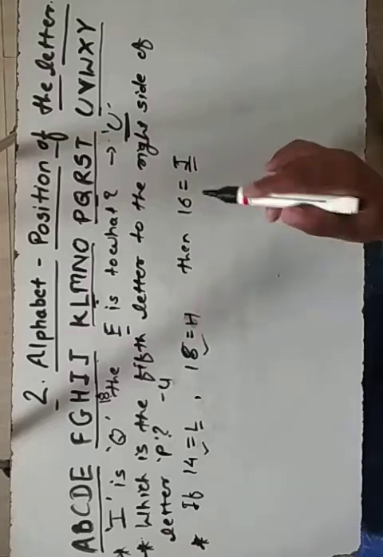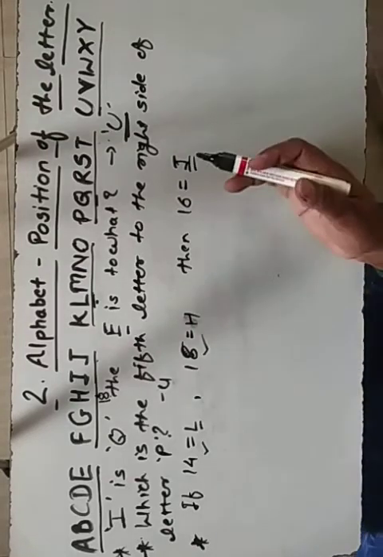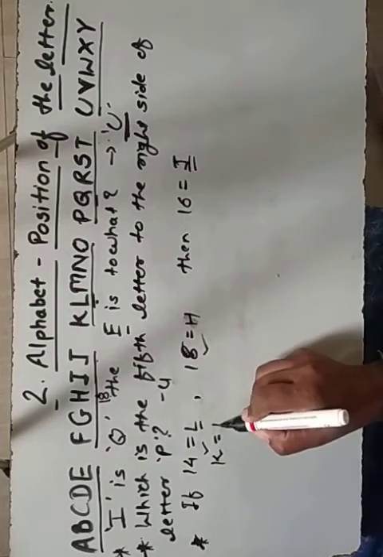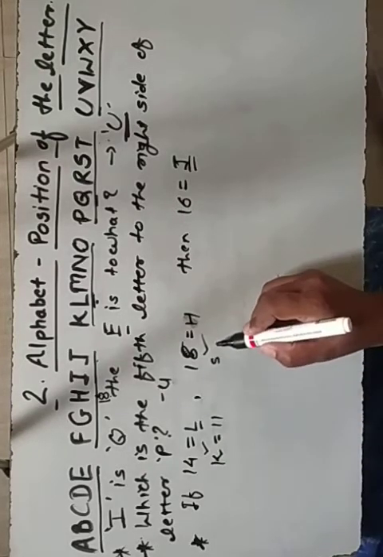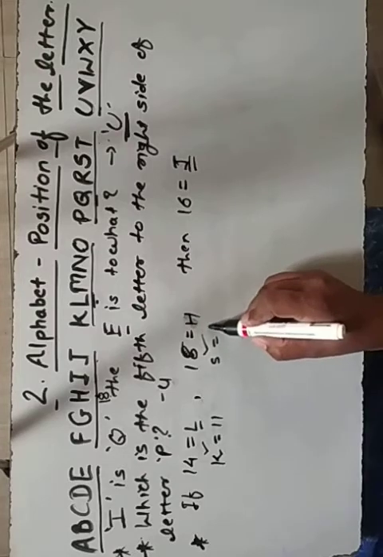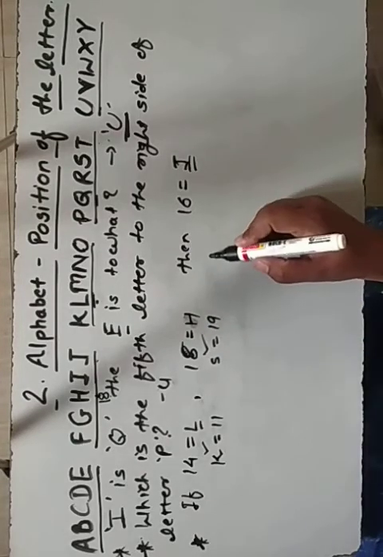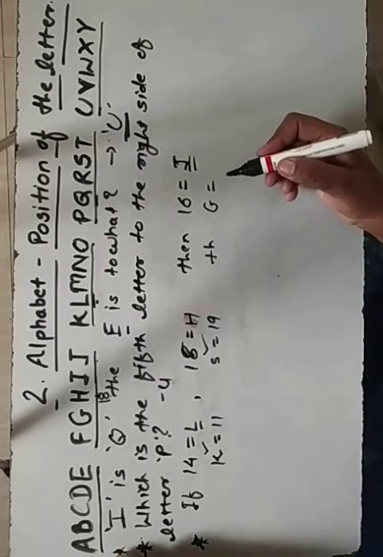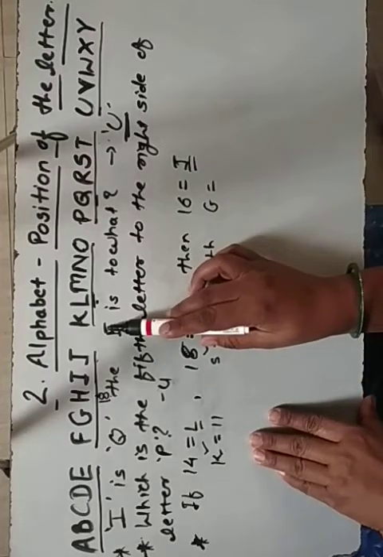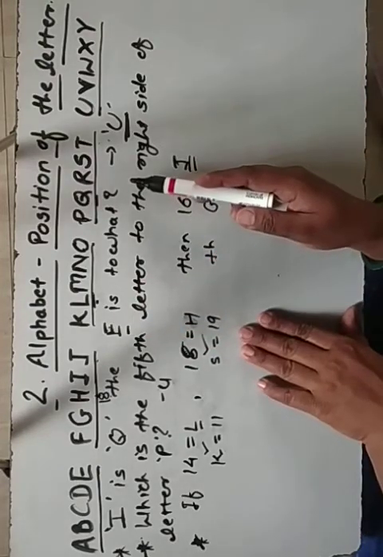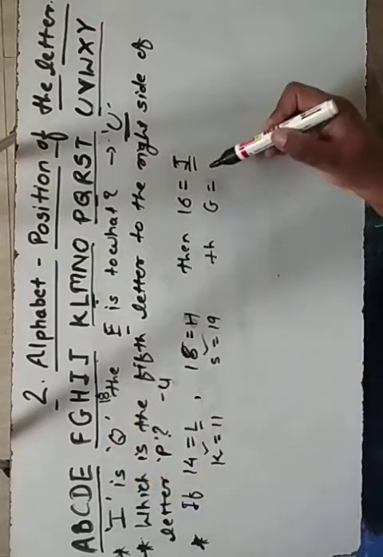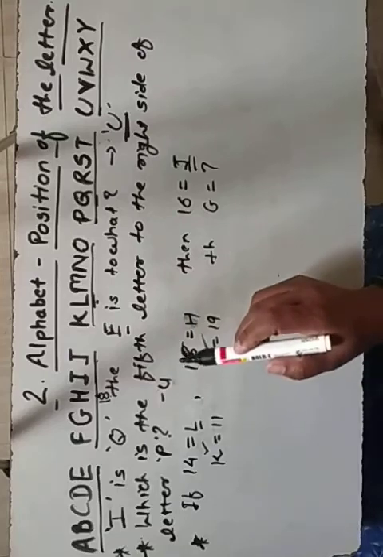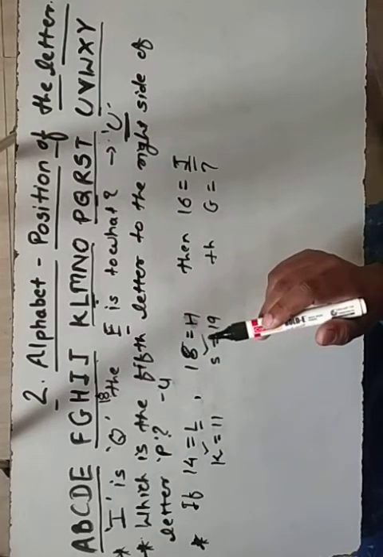They may ask you how they are taken from the right side. The same thing they will take from the left side also. Suppose it is given K is equal to 11, S is equal to 19, and they ask what G is equal to. K's position is 11 from the left, S is at 19 from the left, so G's position is 7 from the left. These types of questions will come in your exam, and if you make groups of it, it will be easy for better understanding.